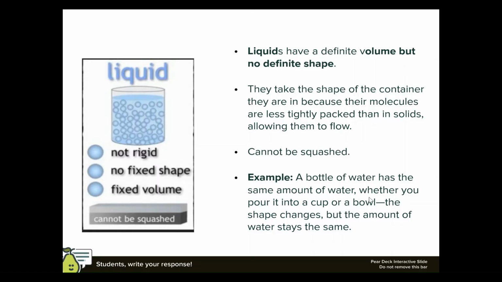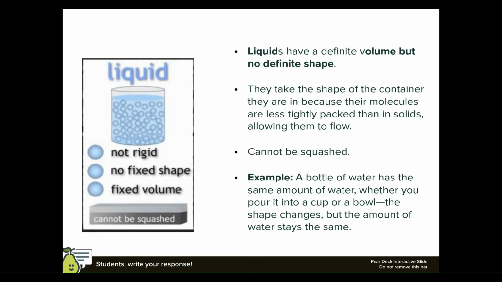Here's an example. A bottle of water has the same amount of water, whether you pour it into a cup or a bowl. The shape changes, but the amount of water stays the same. An ice cube, even though it's a solid, melts into a liquid on the table, and when I grab that liquid with a towel, no matter where I get that liquid from, it's going to maintain its volume. The only difference is that now it's taking the shape of the towel instead of the shape of the table where I left the ice cube.